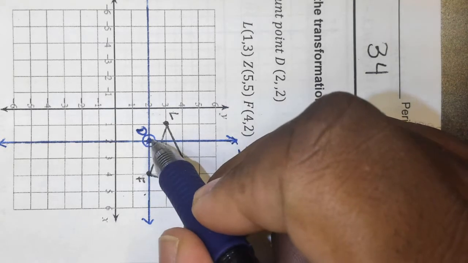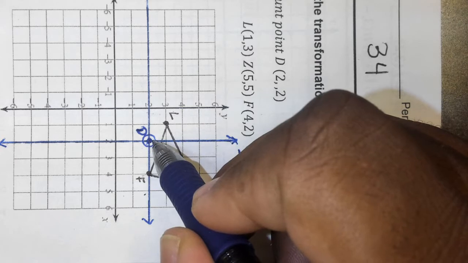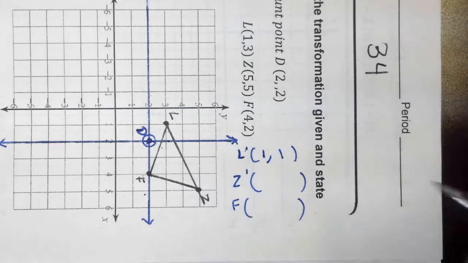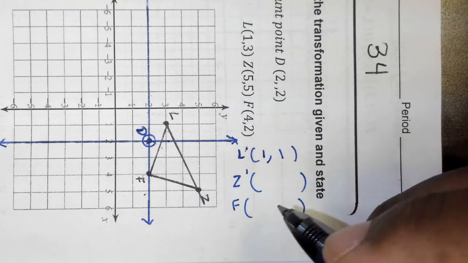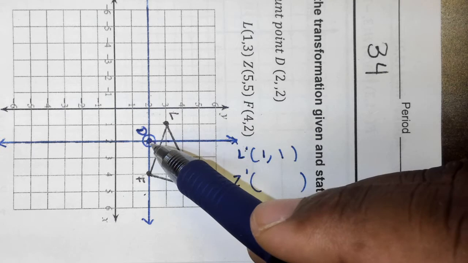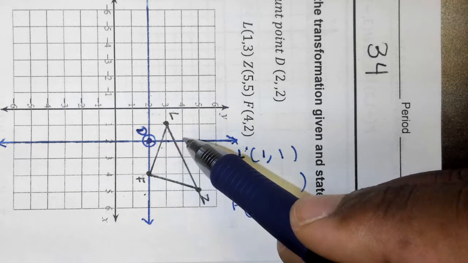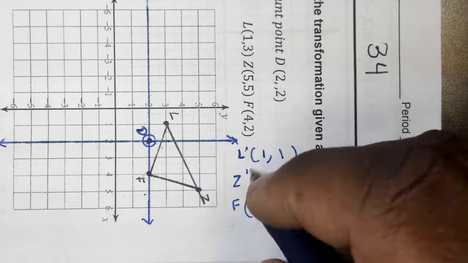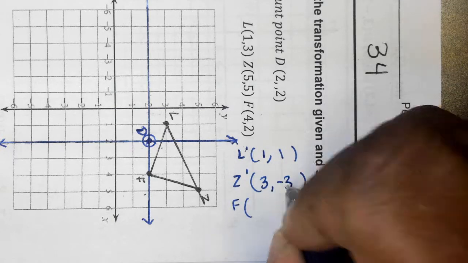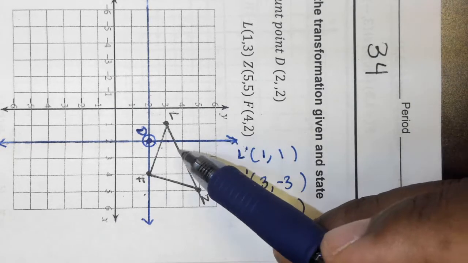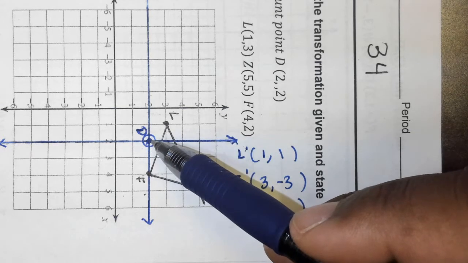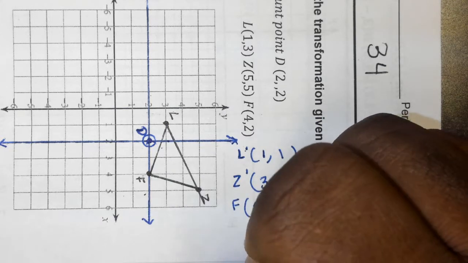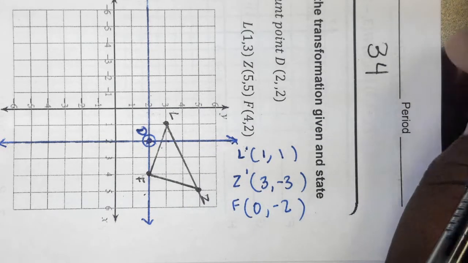From the center of rotation, which I treat as 0, 0, L prime will be over 1 to the right and up 1. That's a move of positive 1, positive 1. From the center of rotation, Z prime is 1, 2, 3 to the right, positive 3, down 1, 2, 3, negative 3. It's just 3, negative 3. From the center of rotation, F is at 0, down 1, 2, negative 2. So 0, negative 2. These are my moves I want to make from my center of rotation when I go back straight.